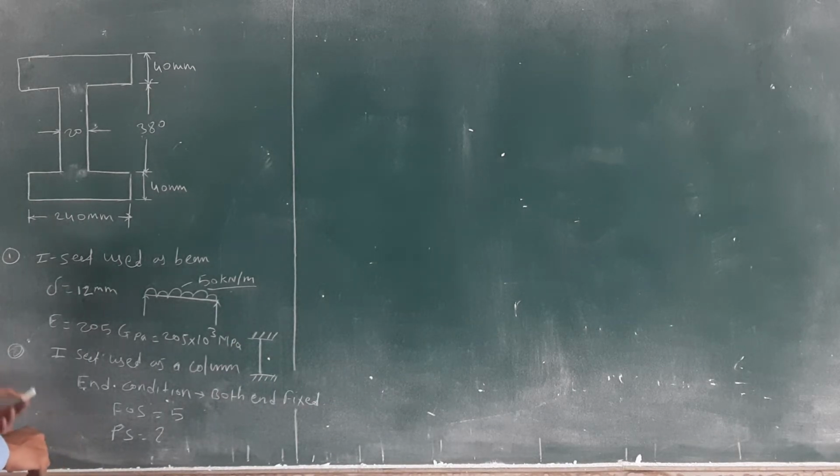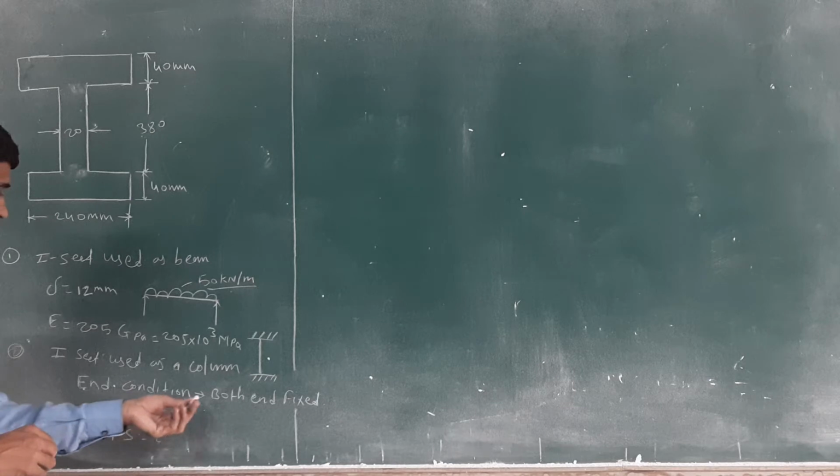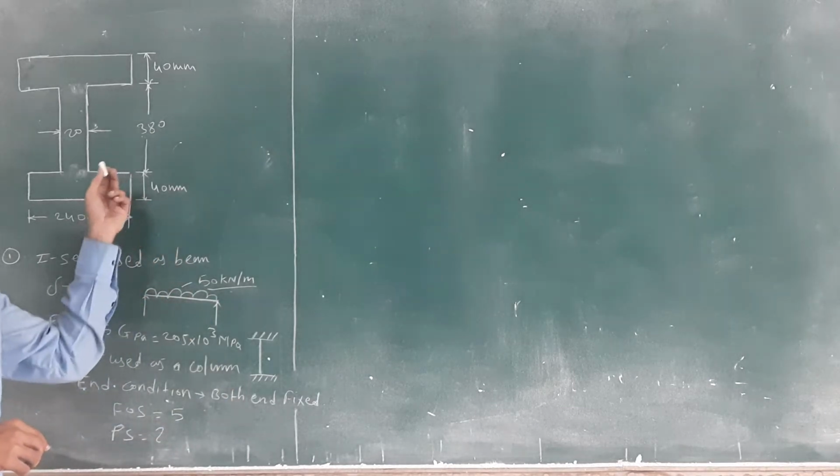Then second case, we want to use that I section as a column, and they have given the end condition. This column end condition is given. Both ends are fixed.